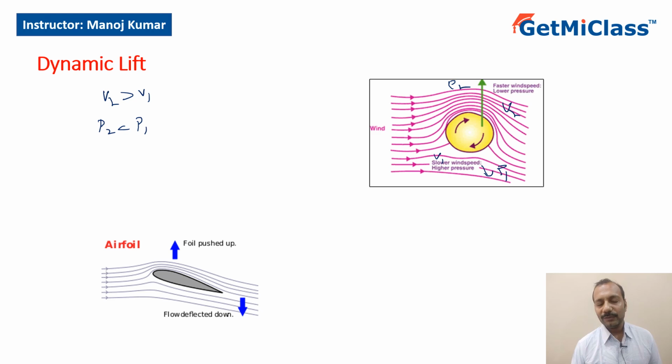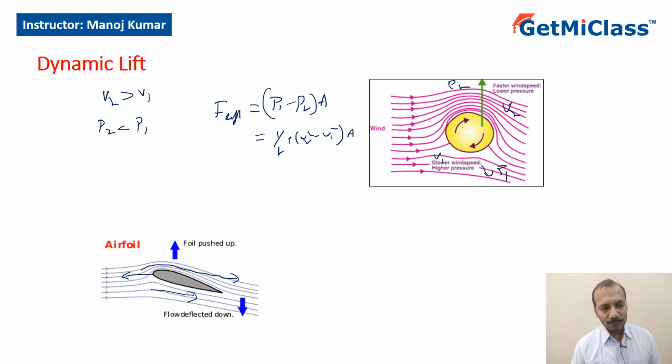If I want to find the effective lift, I can say the lift force is equal to P1 minus P2 into area. P1 minus P2 can be written as half rho into V2 square minus V1 square, into area. The same principle is used in aeroplanes. The wing of the aeroplane is designed something like this. When the wing moves with the plane, the air going above has to cover a greater distance than the air going below.